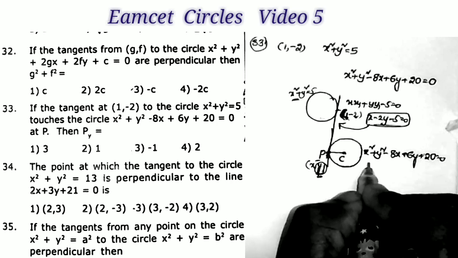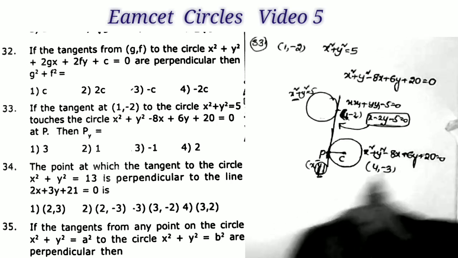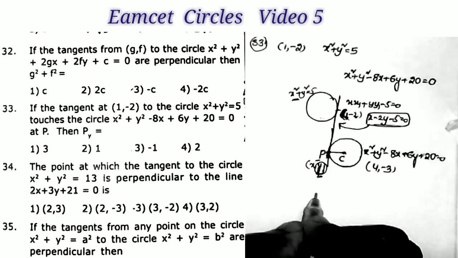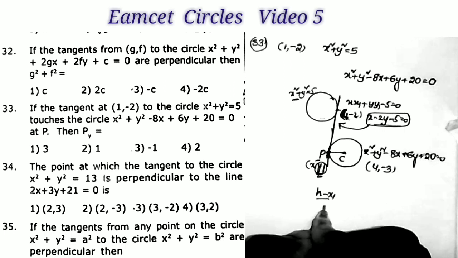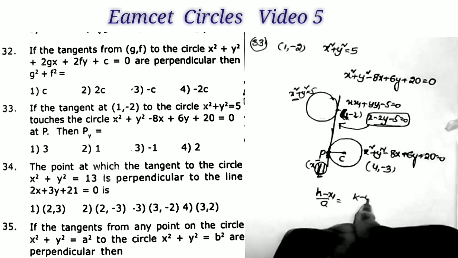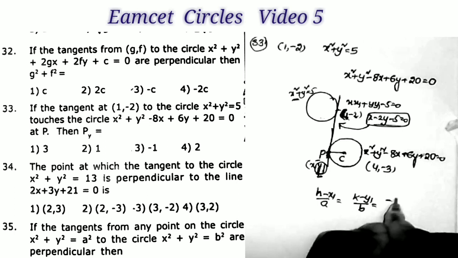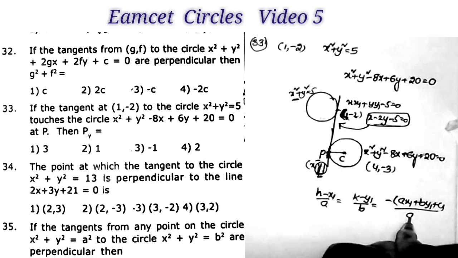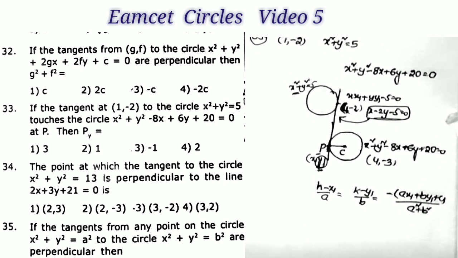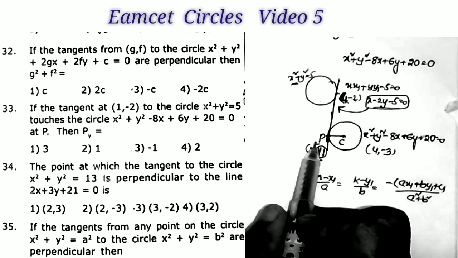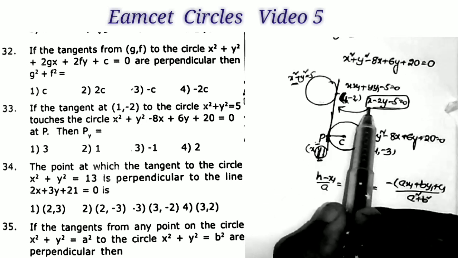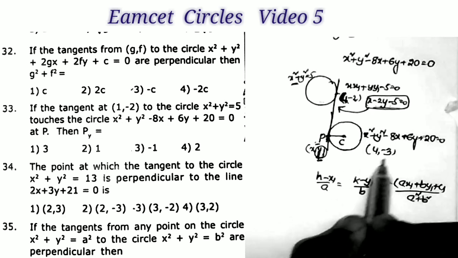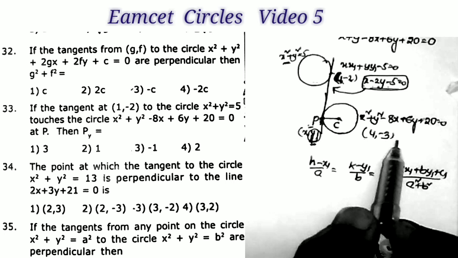And what is the center of this circle? (4, minus 3), that is (minus g, minus f). Now what do we want? We want P. What is P? The foot of the perpendicular. That is, we take the foot of the perpendicular formula. What is the formula? (h minus x1) by a is equal to (k minus y1) by b is equal to minus of (a x1 plus b y1 plus c) by (a square plus b square). Okay, this is the foot of the perpendicular formula. We want the foot of the perpendicular here. What are a, b, c? The line is x minus 2y minus 5, so a, b, c are 1, minus 2, minus 5. What is x1, y1? This is the center, that is (4, minus 3).